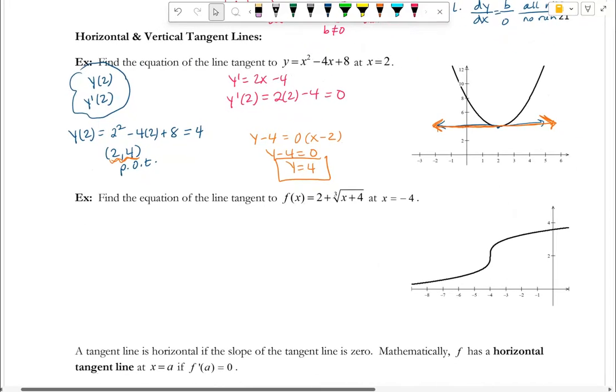If we look at this next example, we are asked to find the equation of the line tangent to f at x equals negative 4. If I look at the graph to the right, I can tell something interesting is happening at x equals negative 4.